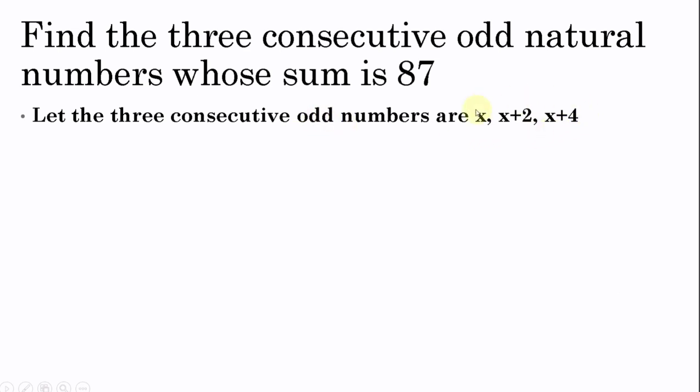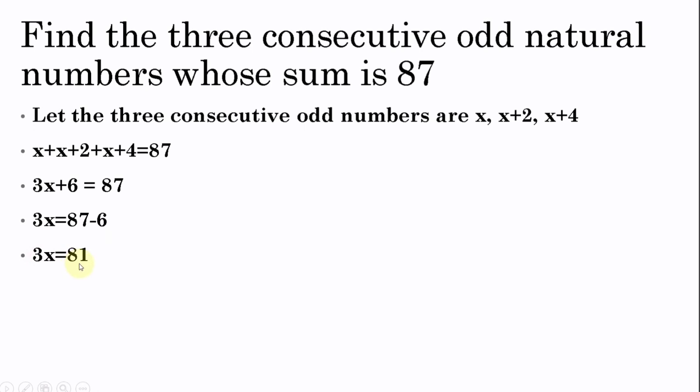Now the sum of all these is 87. So x plus x plus 2 plus x plus 4 is 87. Now x plus x plus x will give 3x, and 2 plus 4 is 6, equals 87. Now 6 is subtracted on the other side. So 3x is equal to 87 minus 6, that is 3x is equal to 81. Now 3 is multiplied with x, so on the other side it will be divided. So x equals 81 by 3, or we can write x equals 27. So our numbers are 27, 29 and 31.